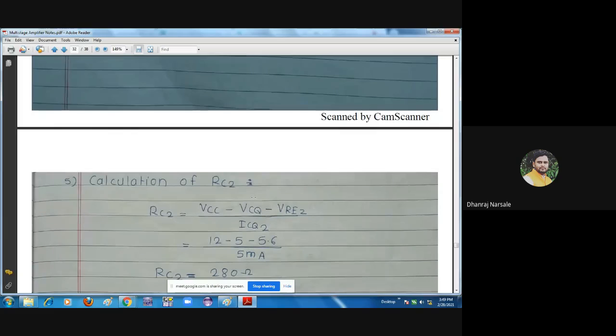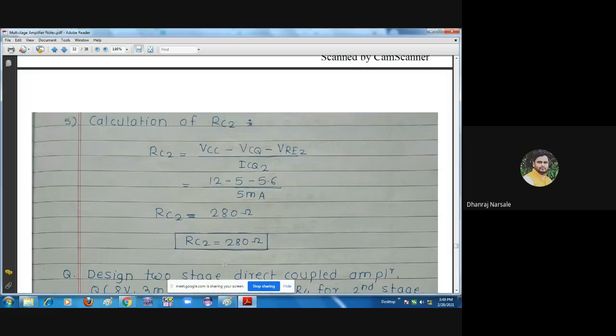Okay, now we go to the next step. Step number 5, calculation of RC2. Same as we found RC1, here too: VCC minus VCQ, then VCQ minus VRE2, divided by ICQ. Put all the values. VCQ you have now found, VCC is known, your VRE2 is 5.6, put ICQ. By putting all the values, find the value of RC2. RC2 is equal to 280 ohm.